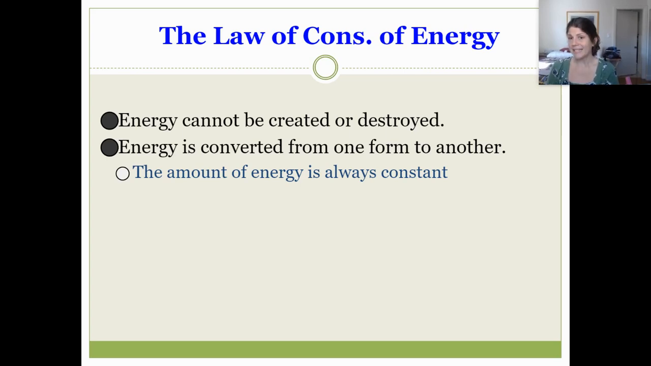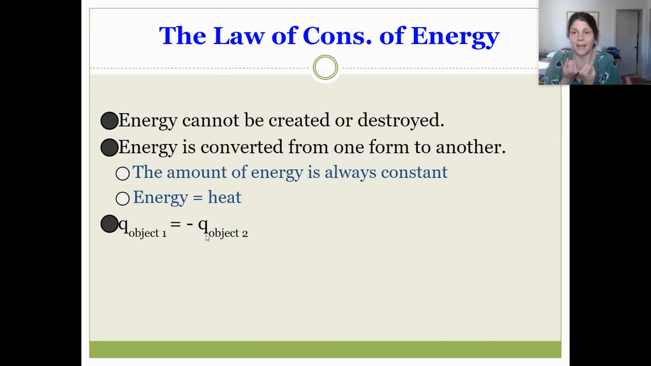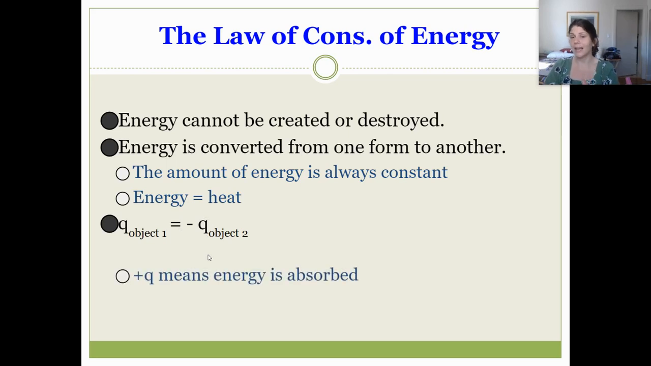Now we can represent this mathematically using this equation right here: Q of object 1 equals negative Q of object 2. Q, remember, is calories or energy. So energy absorbed, positive Q, is equal to energy given off. When you eat a candy bar, your body absorbs that energy, so you're getting positive energy. But the food is giving off energy. If you were to use Q equals MC delta T for the food, it would come out to be a negative value because energy is given off. So Q1 equals negative Q2. Positive Q means energy is being absorbed, and negative Q means energy is being released.